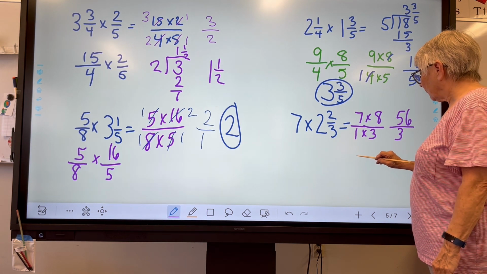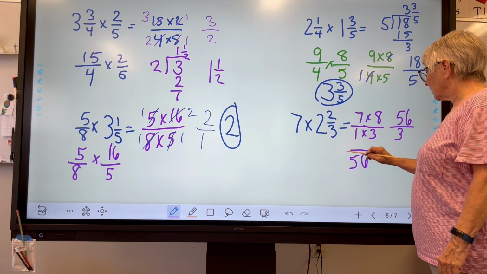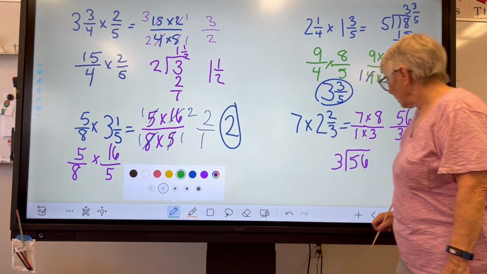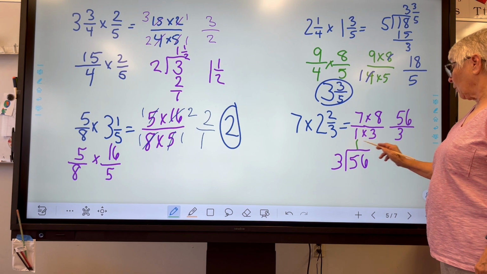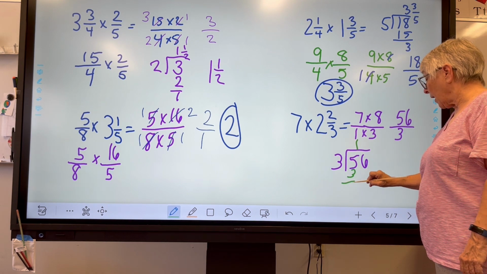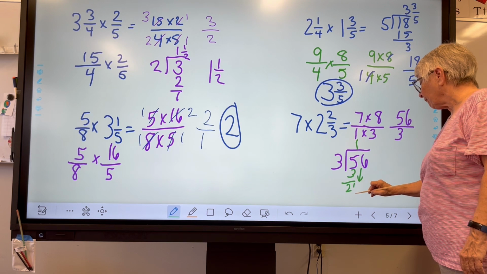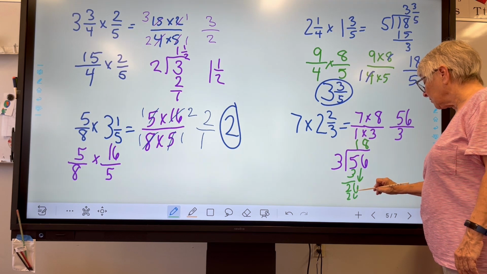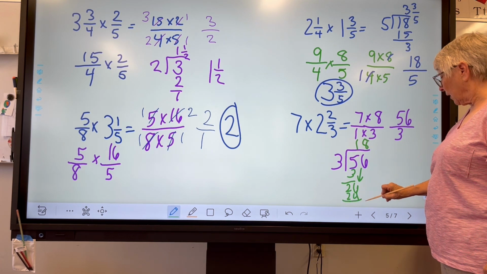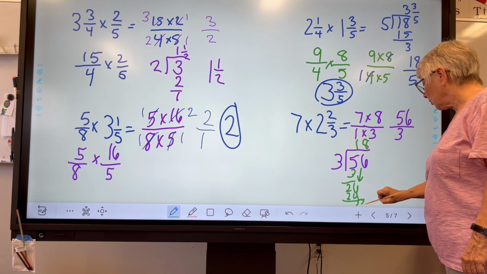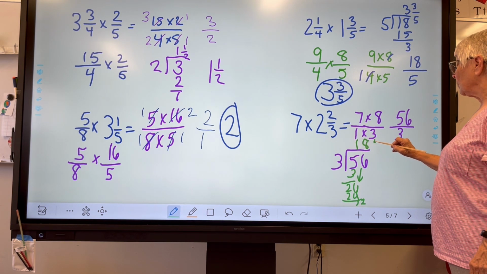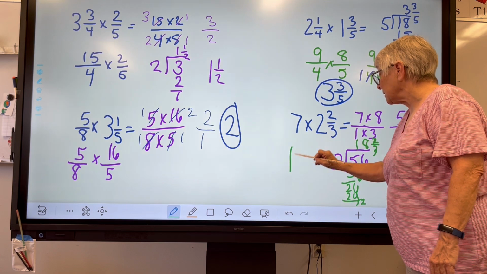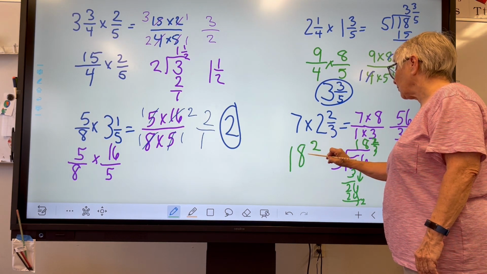So we say 56 divided by 3. 3 goes into 5 one time. 1 times 3 is 3. Subtract, get a 2, bring down the 6. 3 goes into 26 8 times, which is 24, and subtract, and you get a remainder of 2. So that's 2 over 3. So the answer to this one is 18 and 2/3.